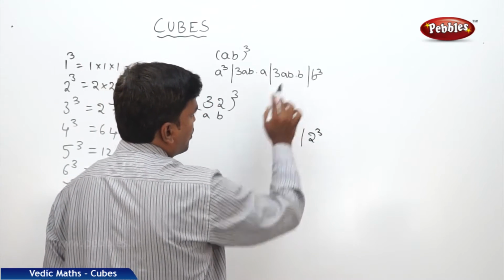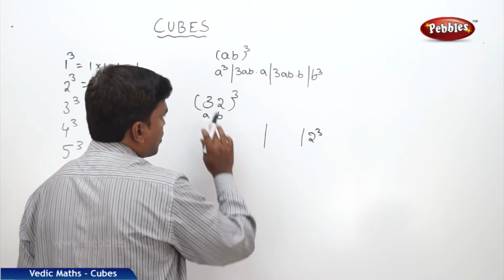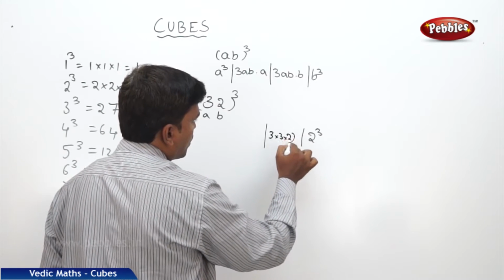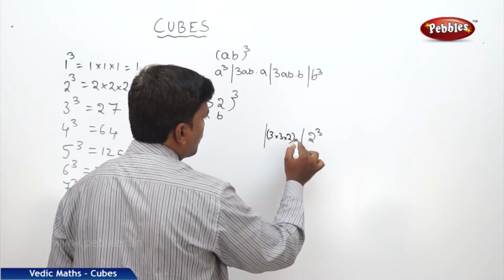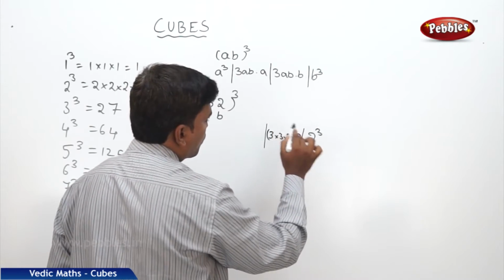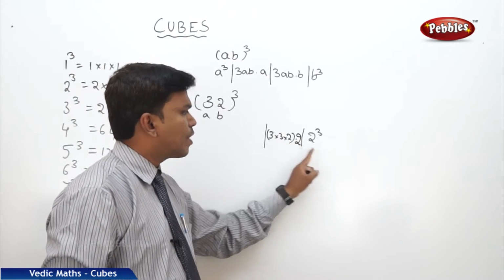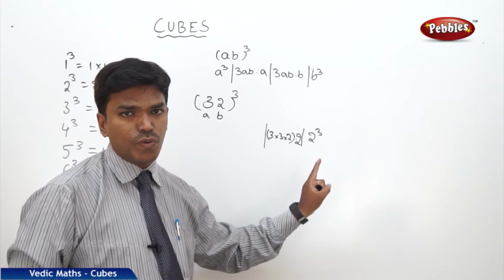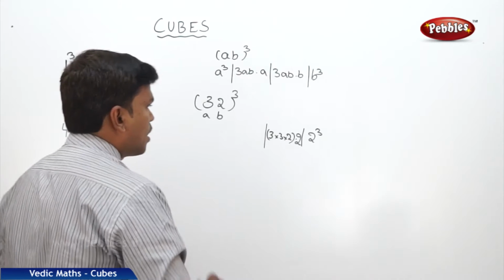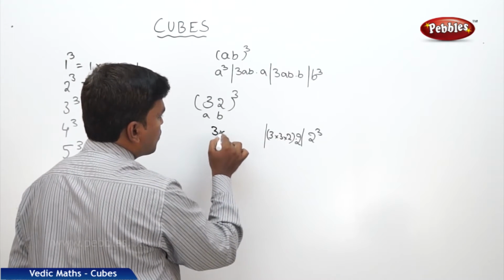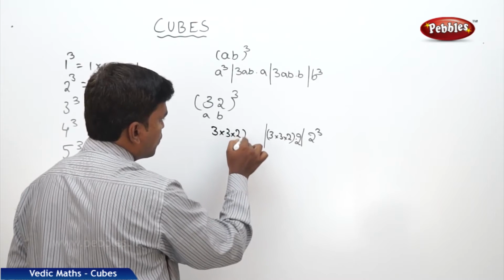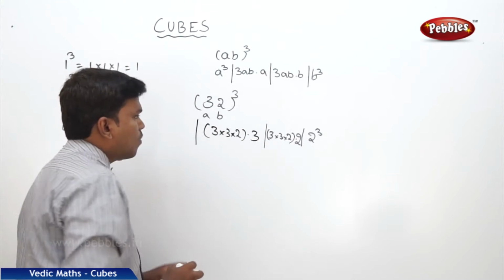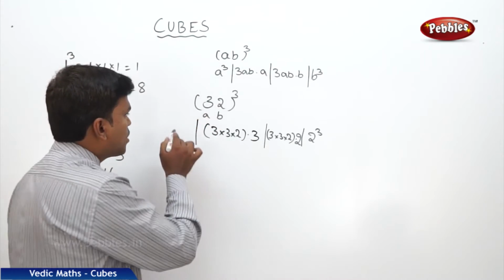Now 3AB into B. First of all, we need to calculate 3AB. So 3 into A means 3, B means 2. 3 into 3 into 2 into again B, that is 2. What is A? 3. What is B? 2. So 3 into 3 into 2 into 2. Now 3AB into A. 3 into 3 into 2 into A, which is 3. That's it. Now what is A cube? A cube is nothing but 3 cube.